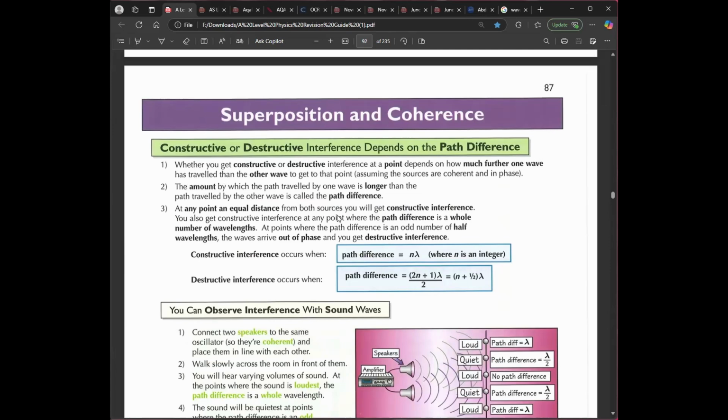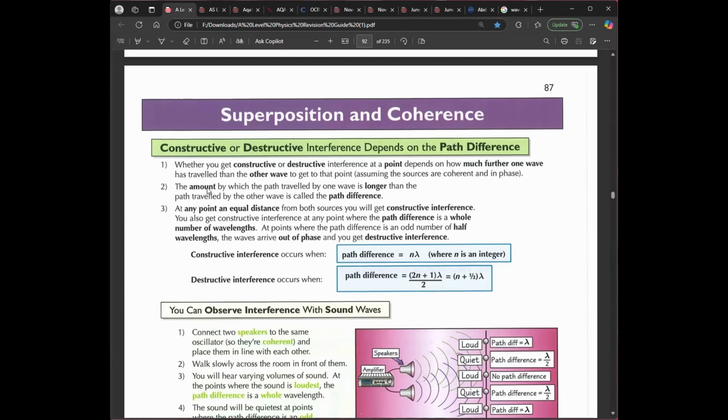Whether you get constructive or destructive interference at a point depends on how much further one wave has traveled than the other wave to get to that point. You will see it in the double slit experiment as well, how we find the fringes. So obviously, if it has traveled half of a wavelength more than the other, then the crest would fall on the trough of the other wave, and there would be destructive interference in that case.